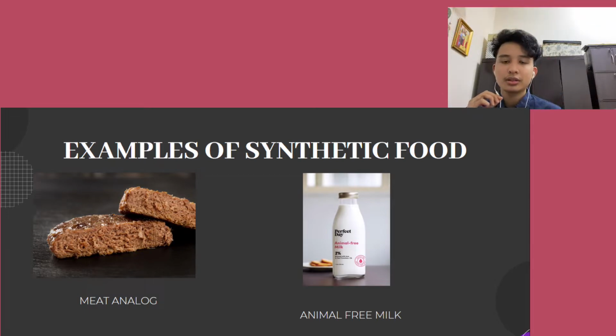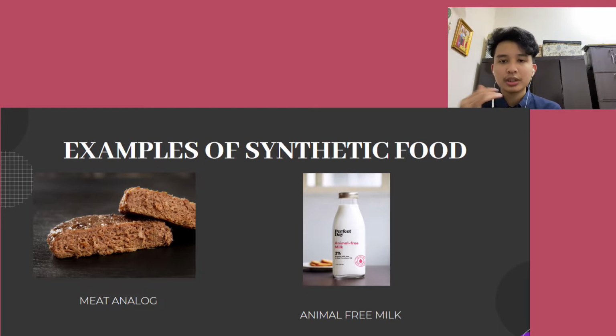So these are some examples of synthetic food. Meat analog, as I mentioned earlier. Then we have animal-free milk. Animal-free milk is made of casein proteins using engineered E. coli or yeast. It doesn't involve any animals, so it's called animal-free milk. Then meat analog. Many analogs are soy-based, for example, tofu, tempeh, or gluten-based, but now may also be made from pea protein.